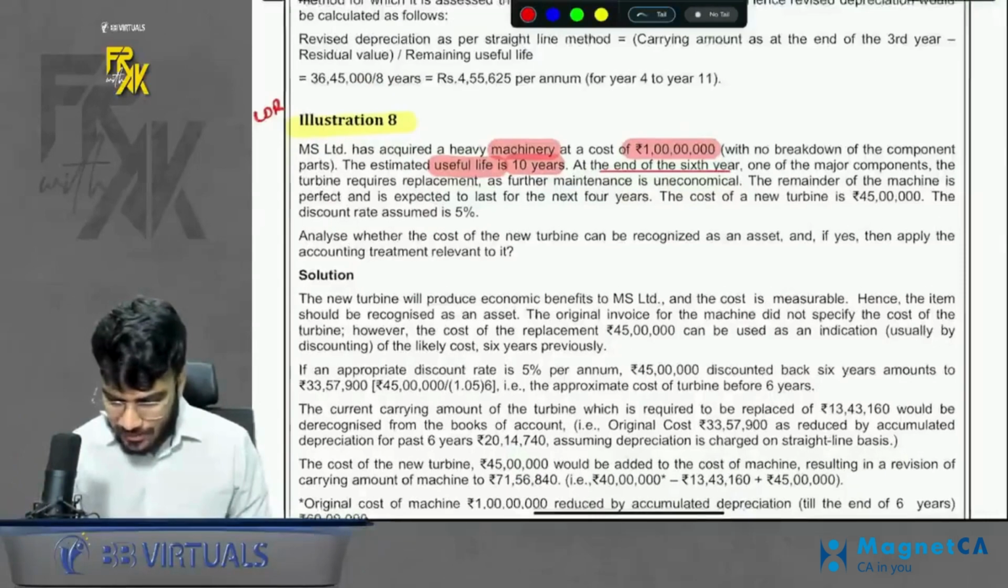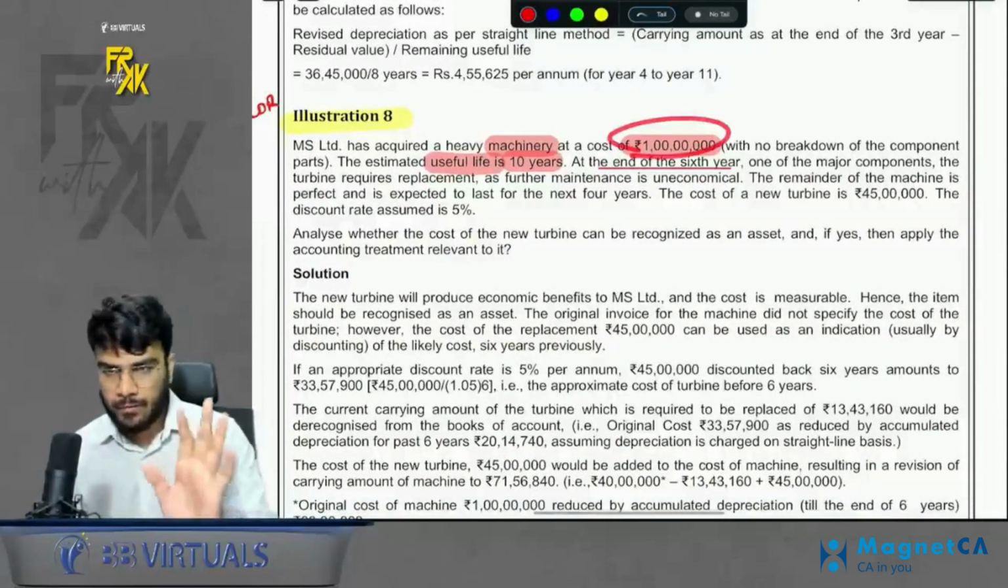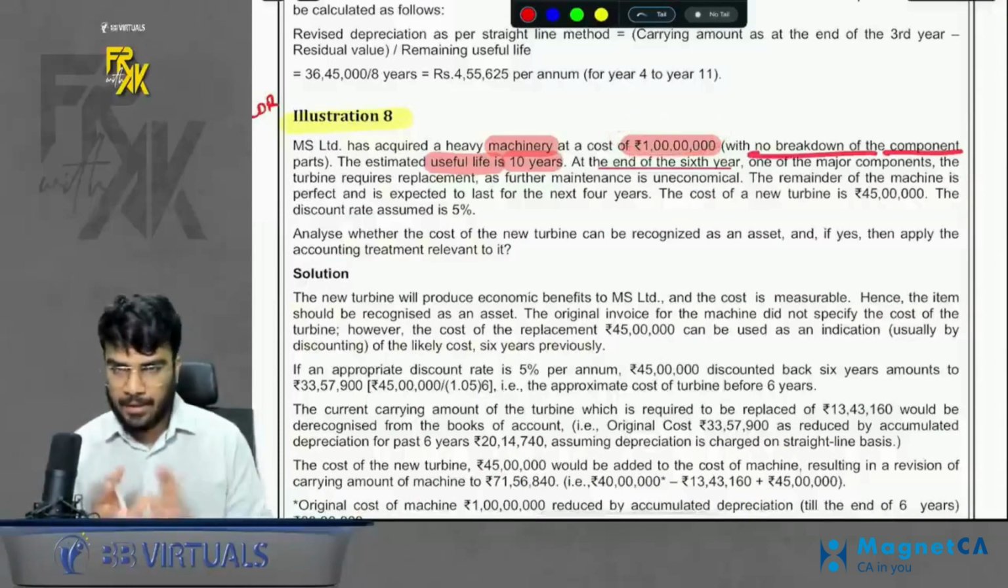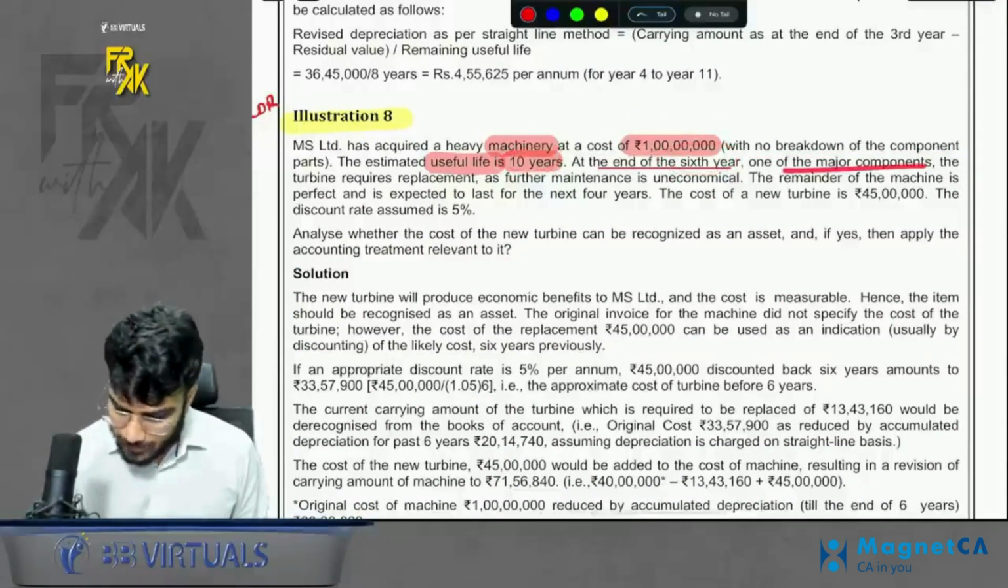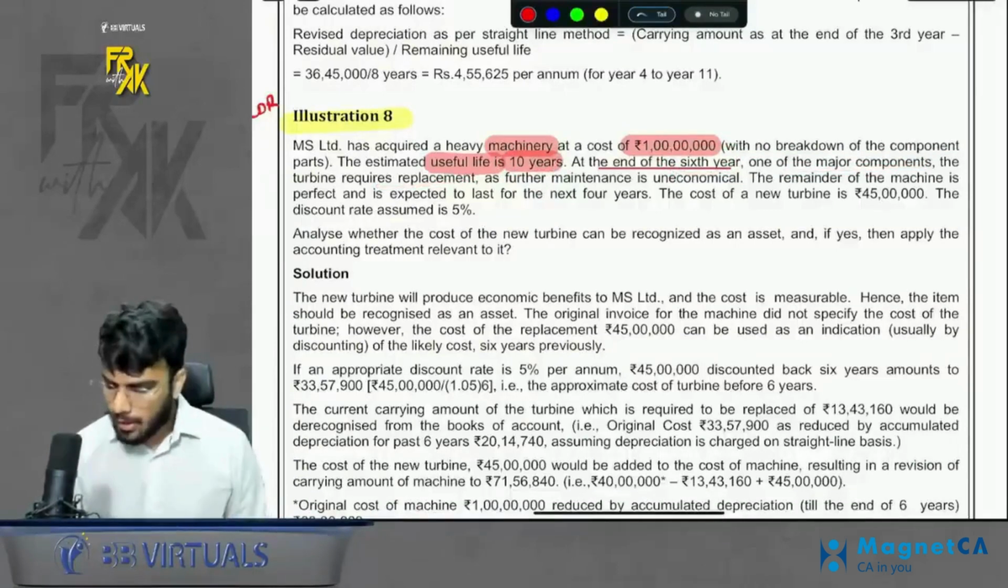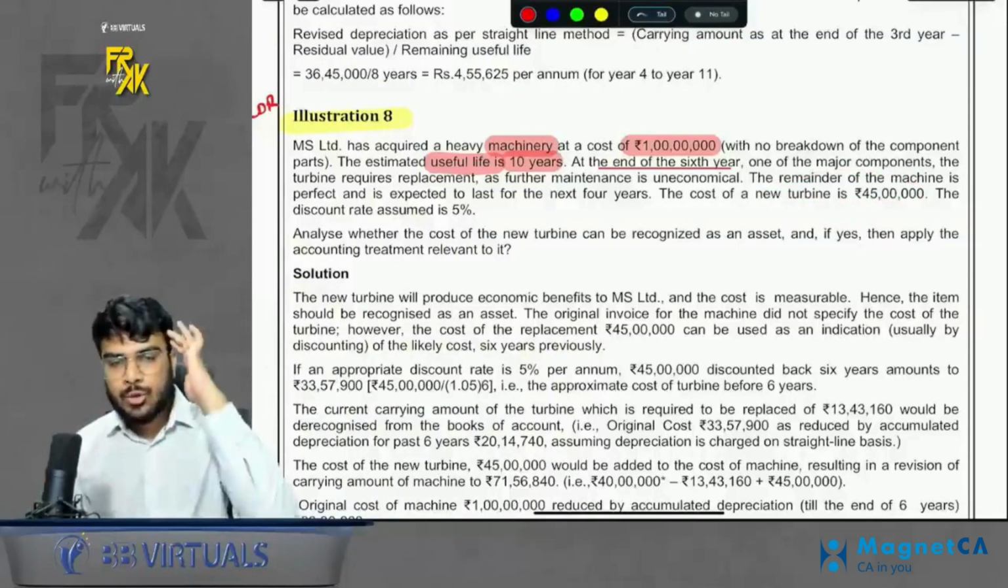So now what was there in this question? I will try to give you a brief of this question. We had a machine of 1 crore with no component breakdown. Okay. Life was 10 years. At the end of the 6th year, one major component was replaced. Okay. And the value of the new component was given. So we replaced one component. This is covered under component accounting, right?